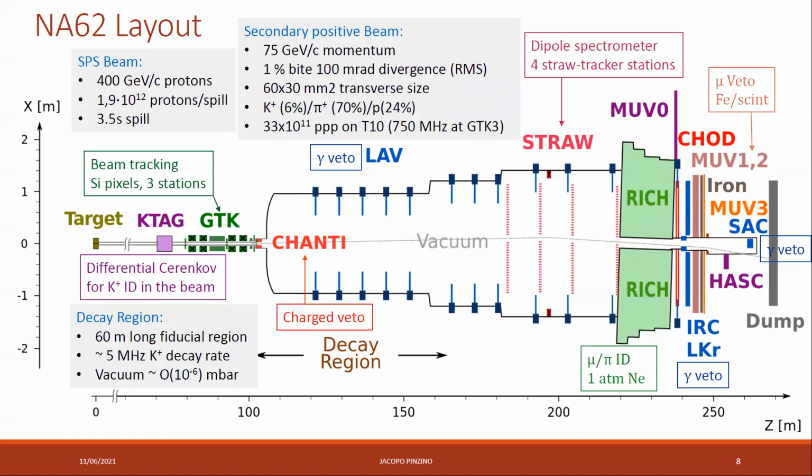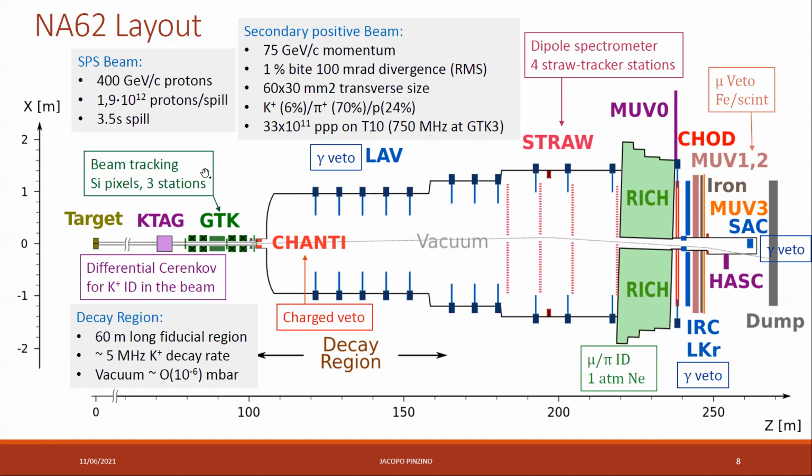Speaking first about the NA62 layout, we have a primary proton beam arriving from the SPS with 400 GeV protons that hit the target and generate a secondary positive beam of 75 GeV. It's not separated, so we have 70% of pi+, 24% of protons, and 6% of kaons. So we have to identify the kaon inside this beam. We use for that the KTAG, a differential Cherenkov detector.